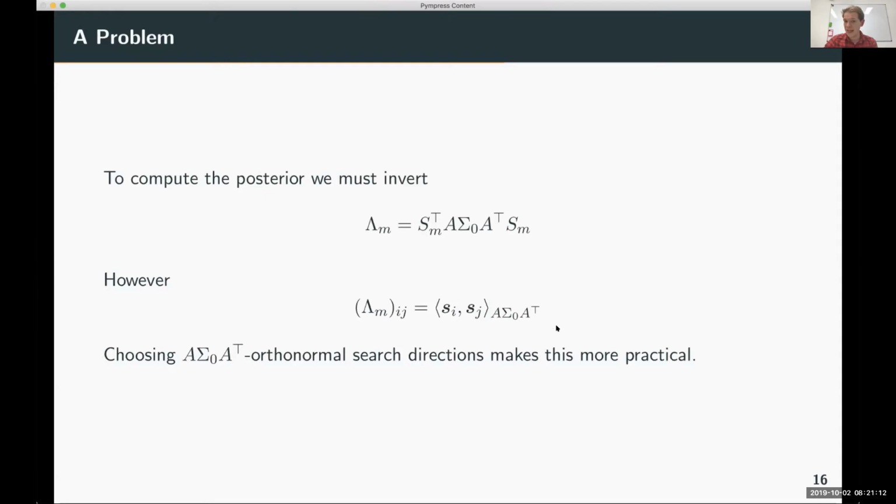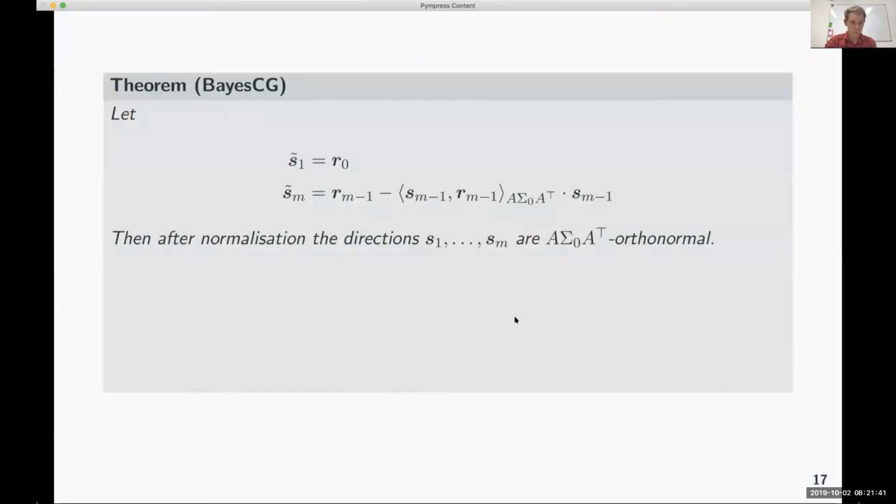now by the matrix A sigma naught A transpose, and then computing the inner product of all the pairs of search directions with respect to A sigma naught A transpose. So the idea, inspired by CG, is that if we can produce a set of search directions that are orthonormal with respect to this matrix, then lambda m will just be an identity matrix, thanks to that orthonormality, and the posterior distribution will be simplified. We won't have to do any matrix inversion to compute it. And that's the first theoretical result that we provide.